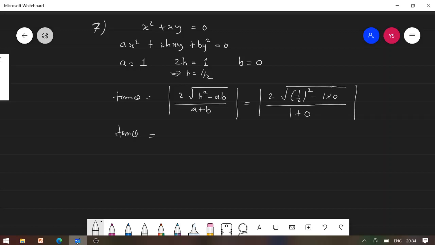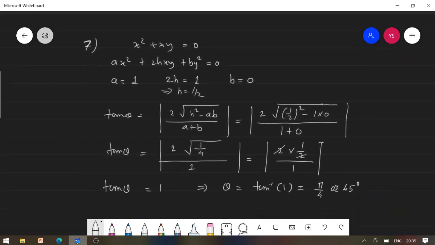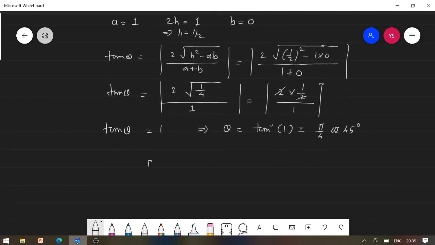So tan theta equals 2 times root of half square, which becomes 1 by 4, minus 0, so 1 by 4, the whole divided by 1 plus 0, which is 1. The square root of 1 by 4 is half, divided by 1. 2 ones are 2, 2 ones are 2. 1 upon 1, modulus of 1 becomes 1. So tan theta is 1, which implies theta equals tan inverse of 1, which is pi by 4 or 45 degrees. Look at the options: pi by 2, pi by 4, pi by 6 and pi by 3. So the correct choice is B, pi by 4.